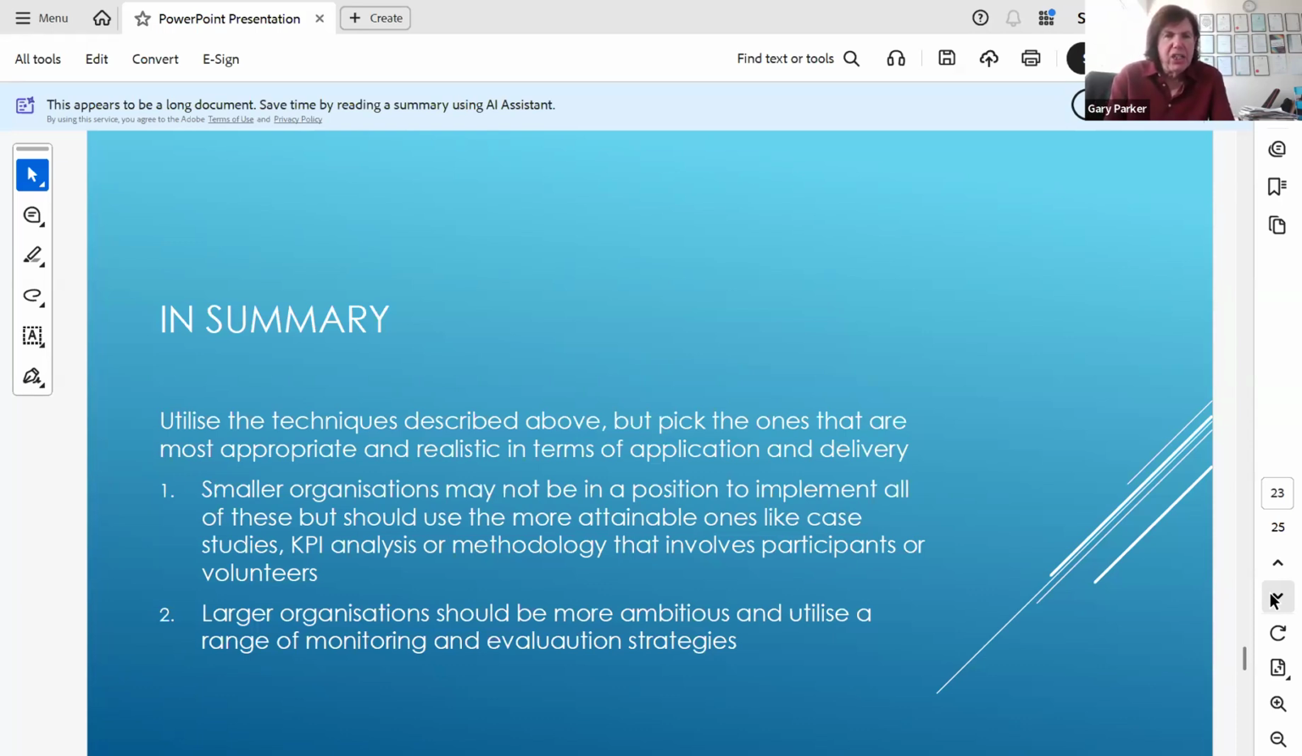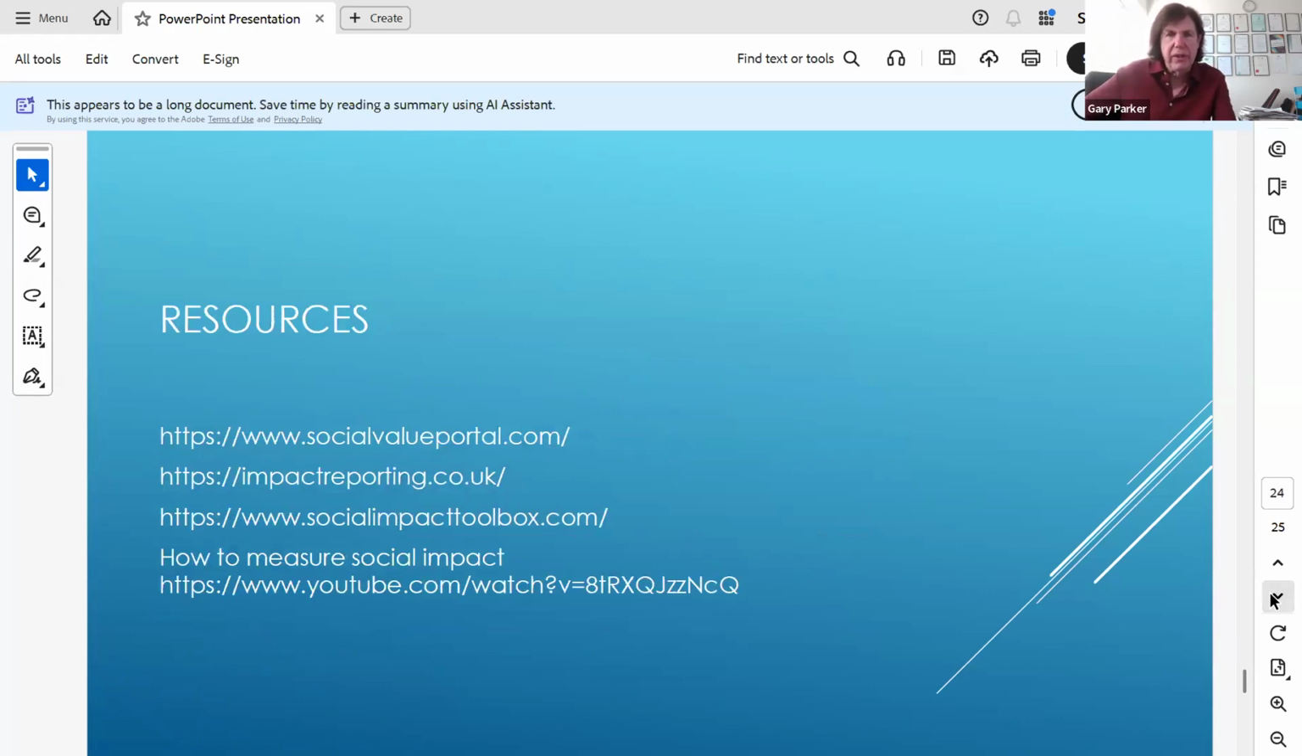Larger organizations should be more ambitious and utilize a range of monitoring and evaluation strategies, and maybe use different ones on different projects. You don't have to use the same one all the time, but every organization is different. So you've got a range of strategies and tools that you can implement, even on this one, which was limited to 10. I could have given a lot more, but I wanted to focus on the key ones because we've only got an hour to do it.